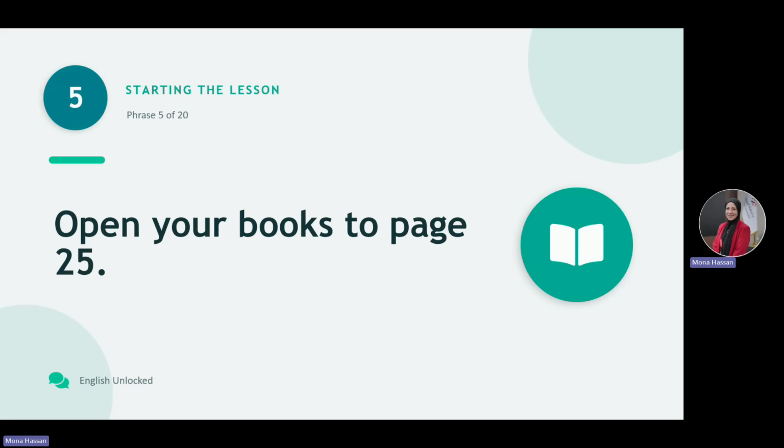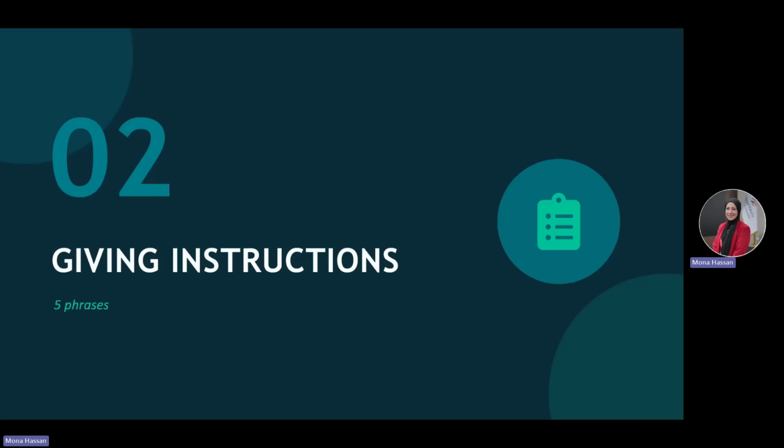Now, moving on into phrase number 5, in starting the lesson, which of course change the number to fit your lesson. Open your books to page, and then you mention the number. Open your books to page 25. Giving instructions. Clear instructions keep your classroom organized and your activities running smoothly.